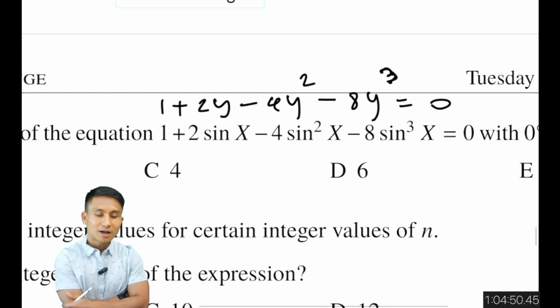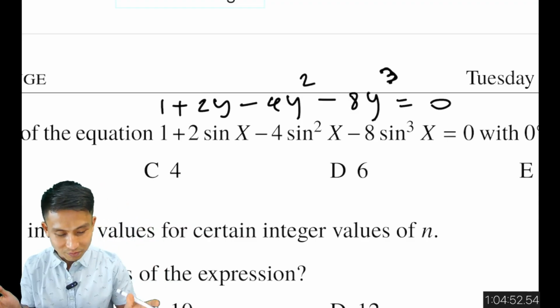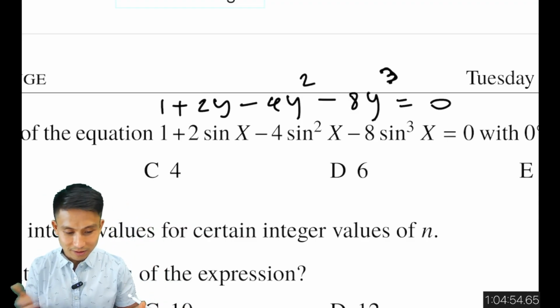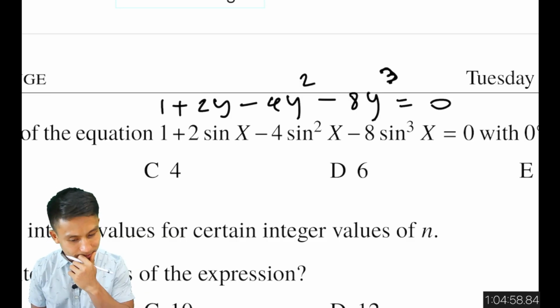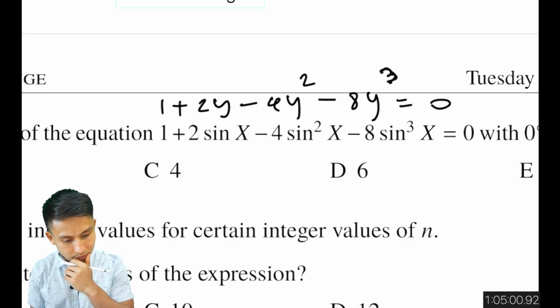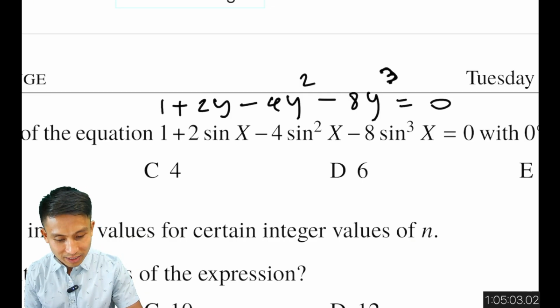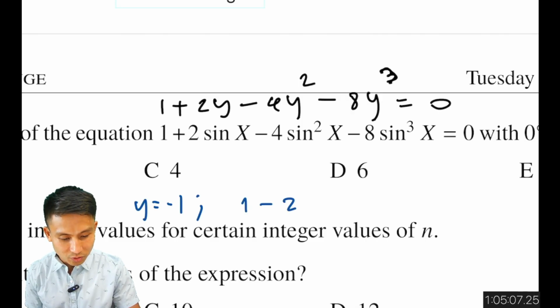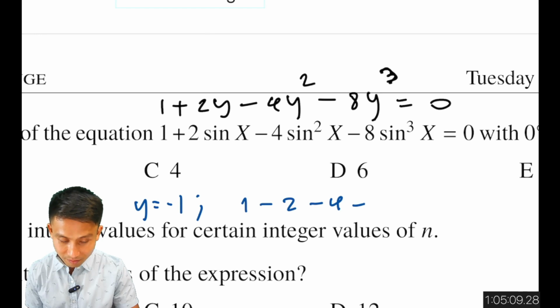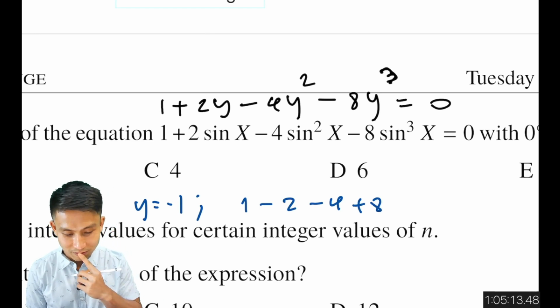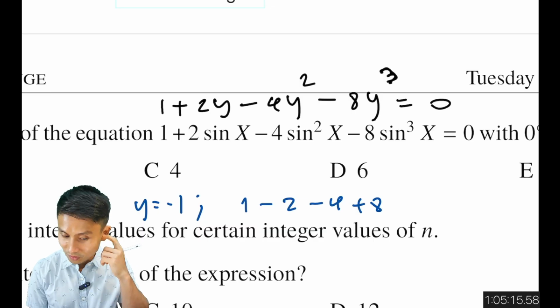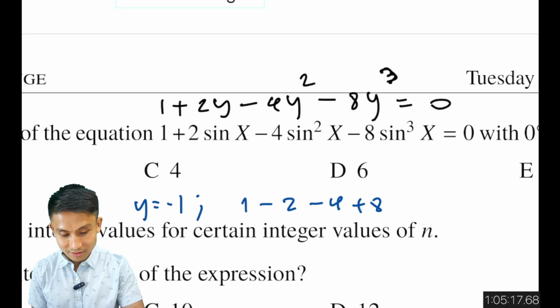Well, we use factor theorem. Let's say I substitute 1 in. If I substitute 1 in, that doesn't cancel the 0, does it? Nope. So let's try minus 1. So if I sub minus 1 in, I'm going to get 1 minus 2 minus 4 plus 8. That's not going to work, right? No. Still not.